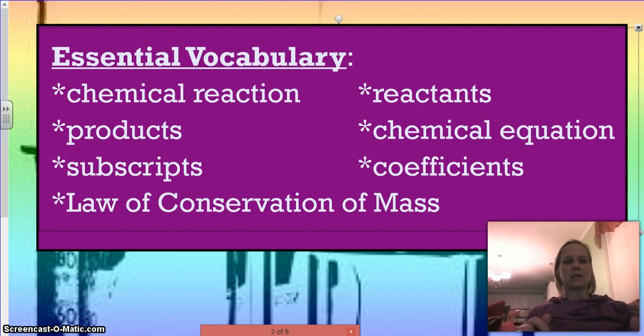As a side note, you might see this written as the law of conservation of matter. Mass and matter, they go back and forth. Sometimes it depends on the test or whatever. So just be familiar with that.